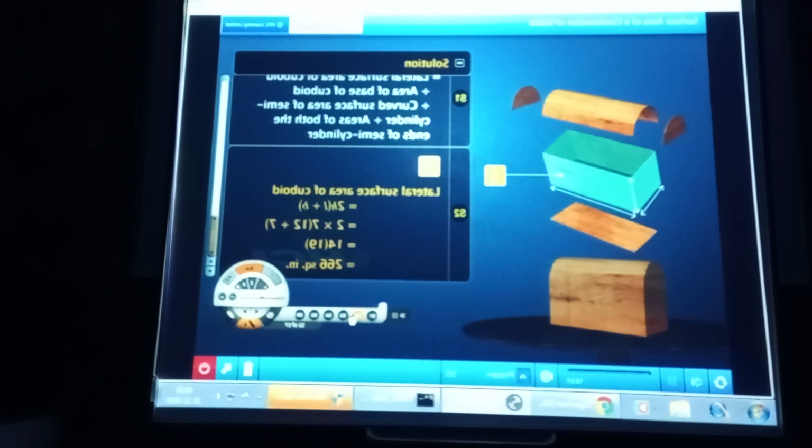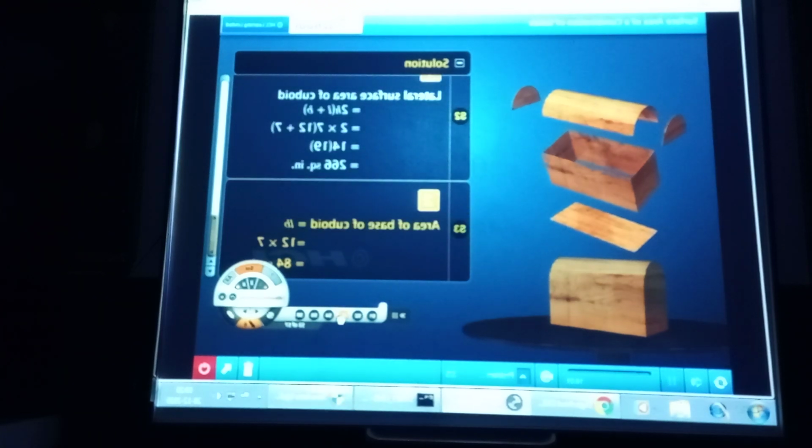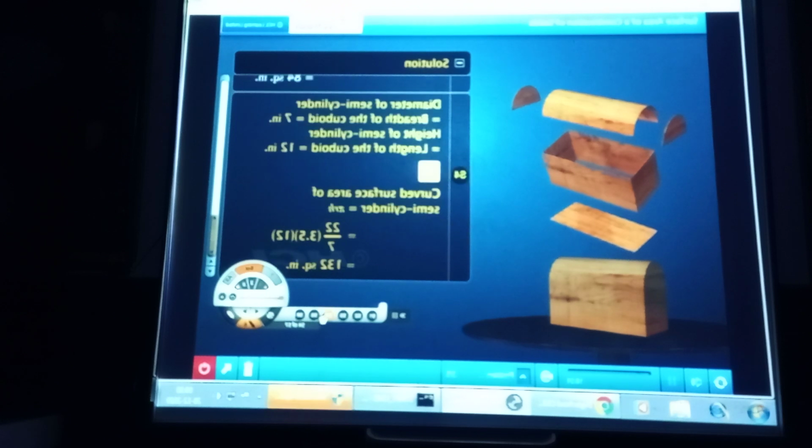We put in the values for length, width and height of the cuboid and simplify. Whose did you find first? The cuboid's. Next, we find the area of the base of the cuboid. As the base is a rectangle, we multiply the length and breadth of the base and find its area. Next is the base. First we found the lateral surface area, then we found the base.